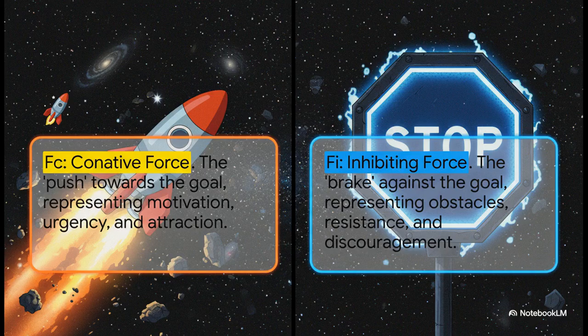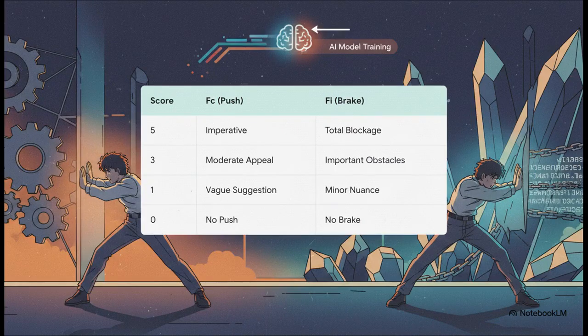We just call it FC. This is the push. It's the motivation, the urgency, all the arguments that are driving you, the reader, towards that goal. Then you have the Inhibiting Force, or FI. This is the brake. It's all the obstacles, the doubts, the bits of discouragement that push you away from the goal. And you'll be scoring these forces on a pretty simple scale, from 0 to 5.